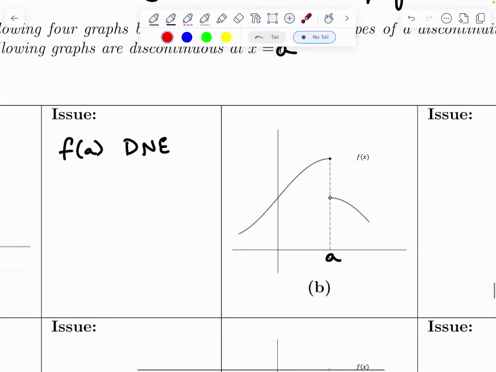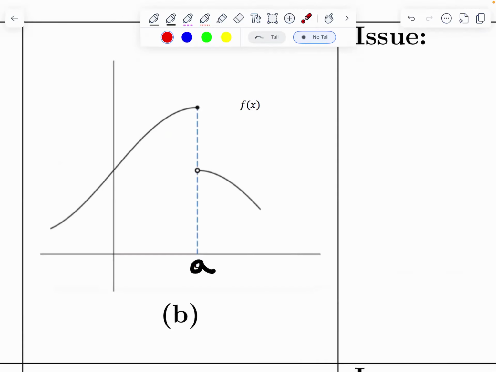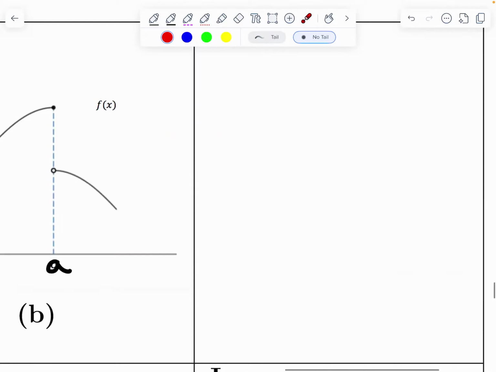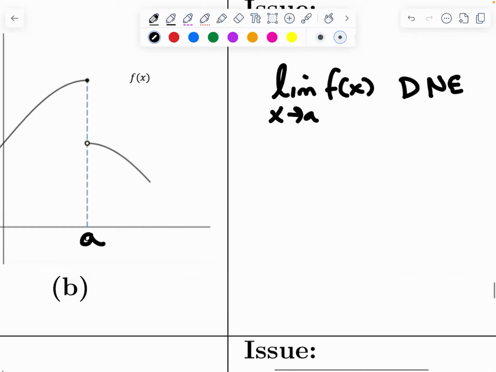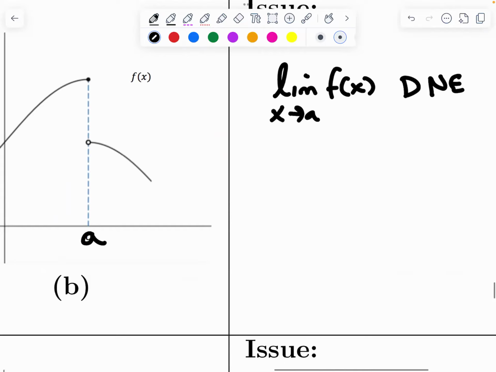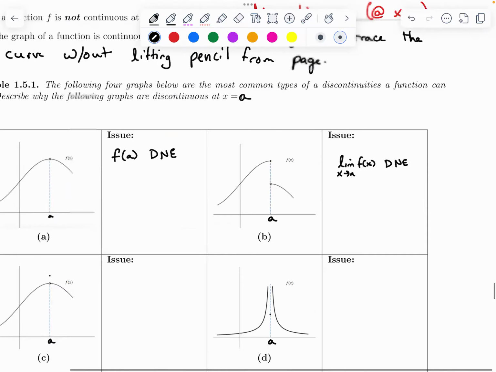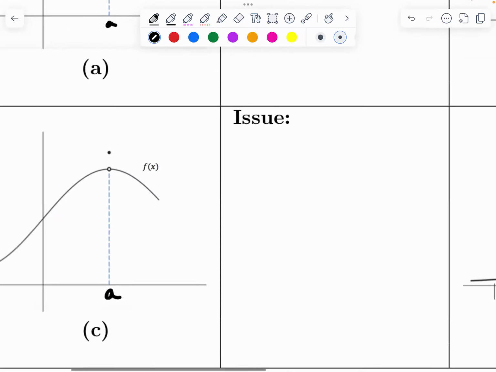So the next one. In this one, the function exists at a, right? F of a exists. It's whatever this value is. Let's say that's like 5. F of a is 5, but the limit does not exist. Here, the limit as x approaches a of f of x does not exist. Next one is the most nuanced case.